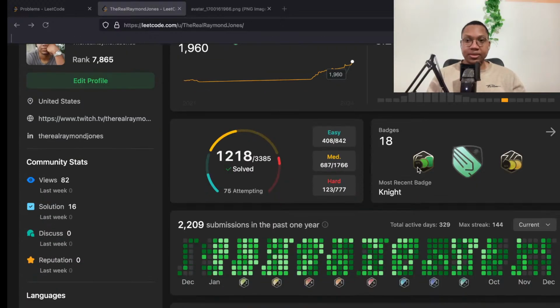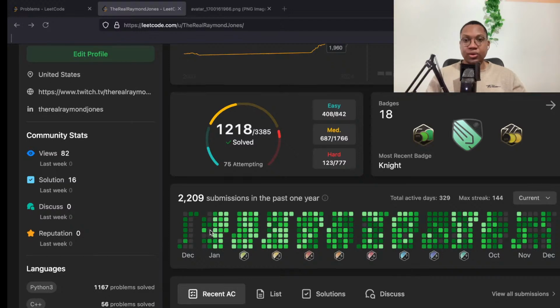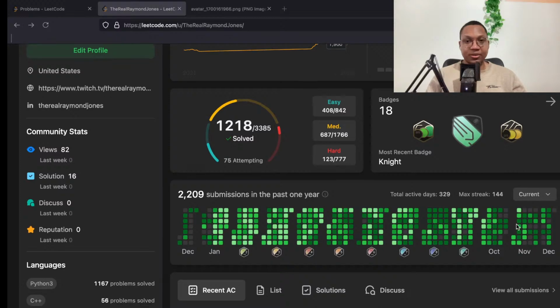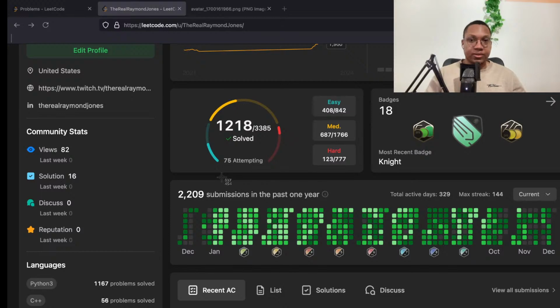I solve problems. And for January, we're gonna try to get this thing filled out, just like how it is. Just keep this streak going. I think in a couple months, actually, this is gonna be just pure green, aside from the November, December stuff. So that'll be cool. Actually, you know what? Let me take a screenshot now.